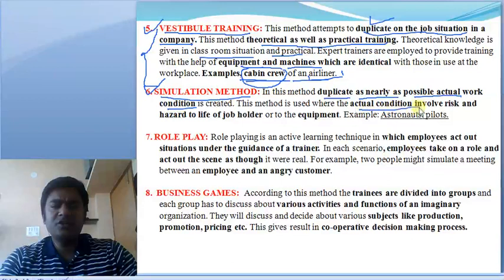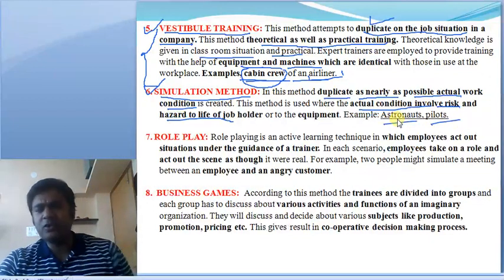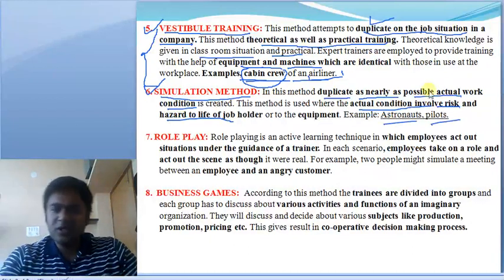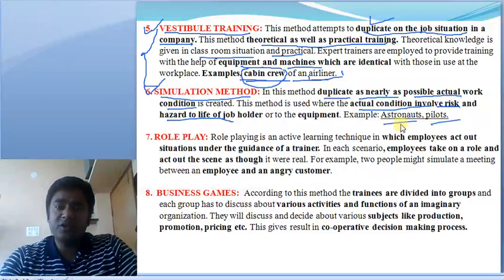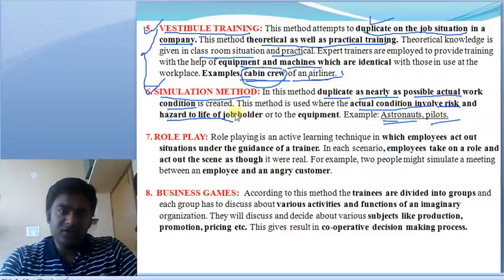Actual work condition involves risk and hazards to the life of the job holders. For example, astronauts or pilots. It's not easy to become an astronaut. Before astronauts actually start working in launching a satellite, they will be given this simulated training.